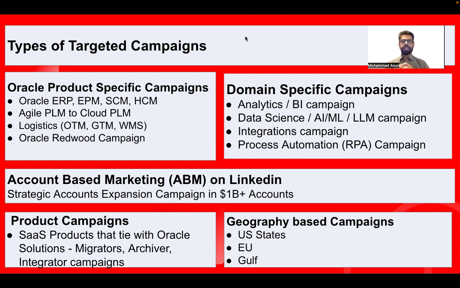So the number one category is Oracle product specific campaigns. Let's assume that you are an implementation company that offers services around Oracle ERPs. As you know, each of these fields is a whole universe. It's a whole different beast. So most of the companies have a core competency area. Let's say your implementation company works around Oracle ERPs and helps them move their EBS data to Cloud Fusion or JD Edwards to Cloud Fusion, or in general, they work around Oracle ERP.